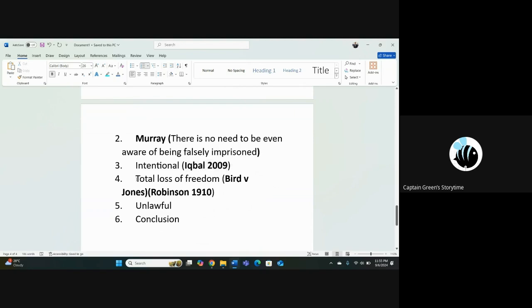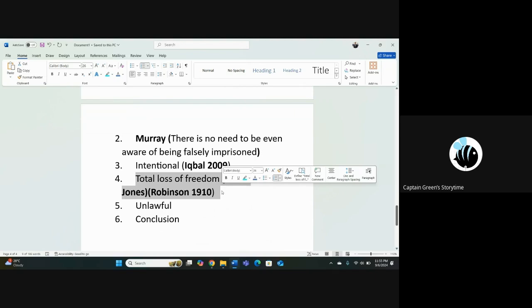Then go towards the second last factor, which is total loss of freedom. State the Bird and Jones case and the Robinson case, and you should claim that according to these two cases, there must be total loss of freedom. If you have a chance to get out of that place where you are being imprisoned, then there is no total loss of freedom, and the element is not satisfied, and there is no false imprisonment offense.